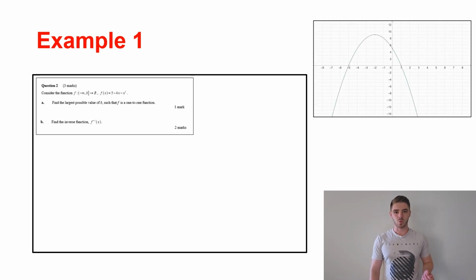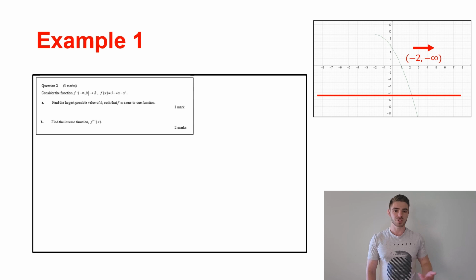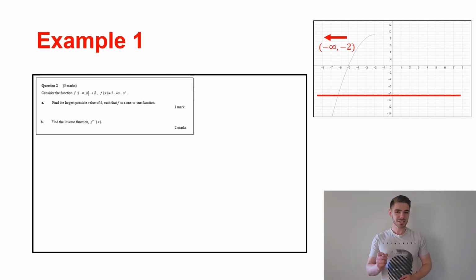Quadratics can only be one-to-one if their domain starts or ends at the turning point. If only one half of the quadratic is present, then the function becomes a one-to-one function. It passes the horizontal line test. This means that there's two valid domains either side of the turning point. So which one do we choose?